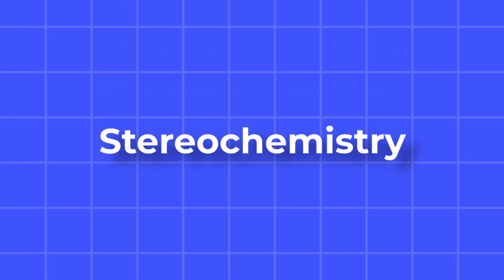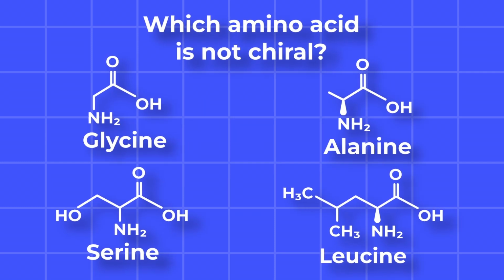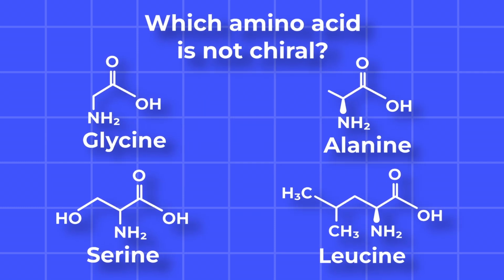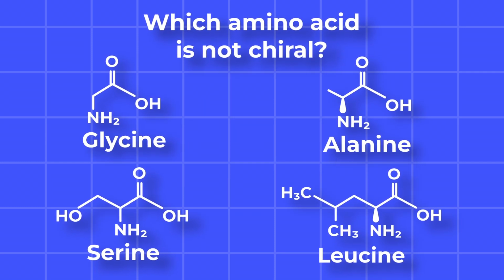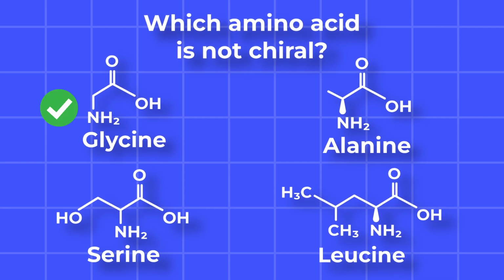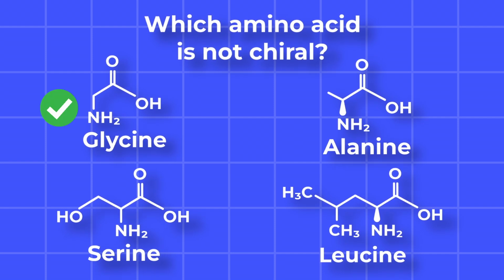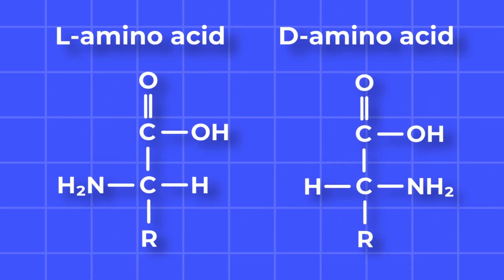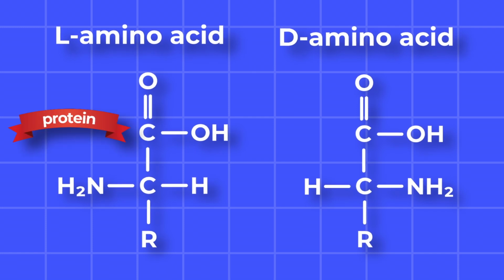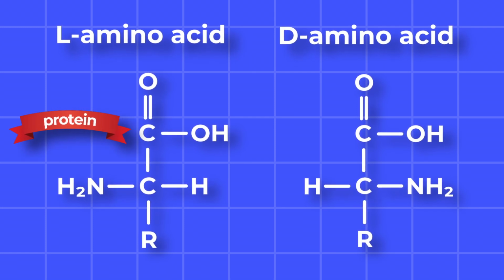Time to talk about stereochemistry. Remember the question from earlier? All common amino acids have a chiral alpha carbon, except glycine, whose side chain is just a hydrogen. And in living organisms, proteins are built from the L amino acids, not the D set.